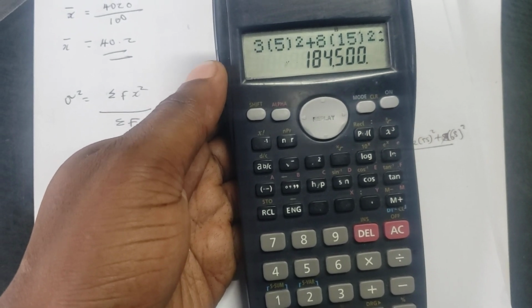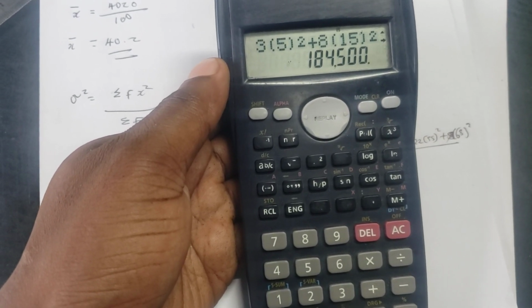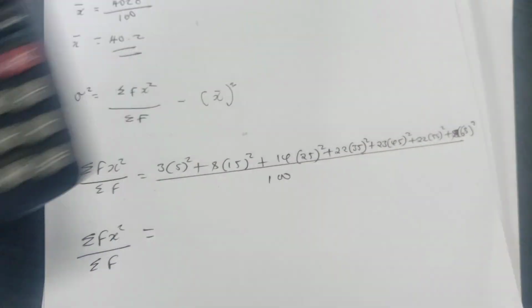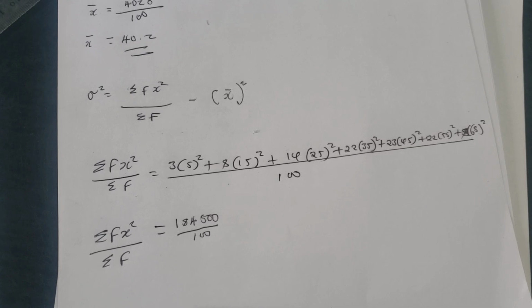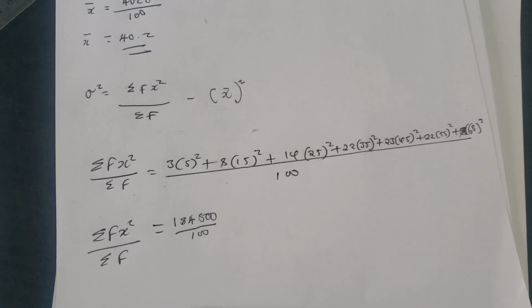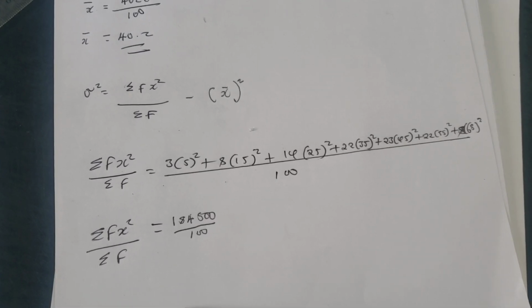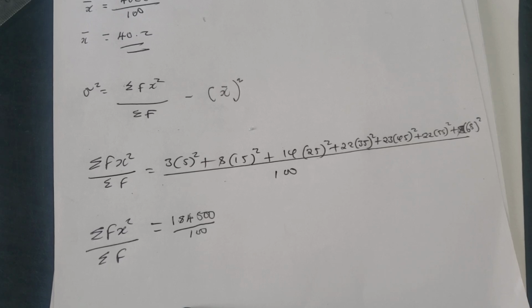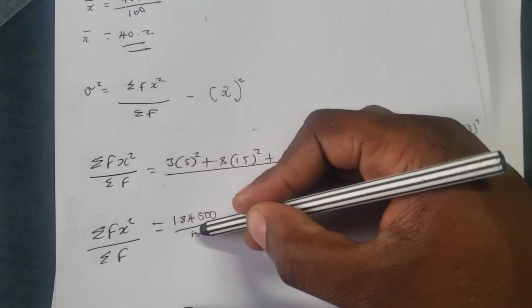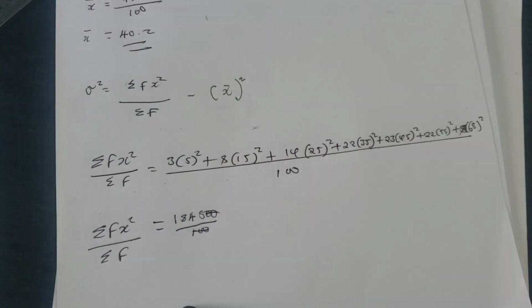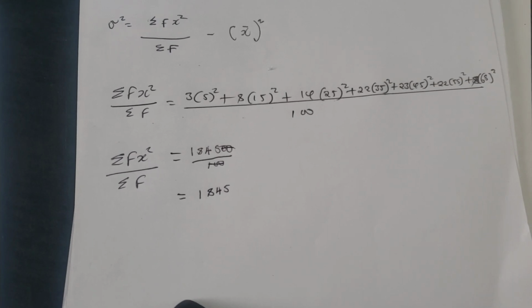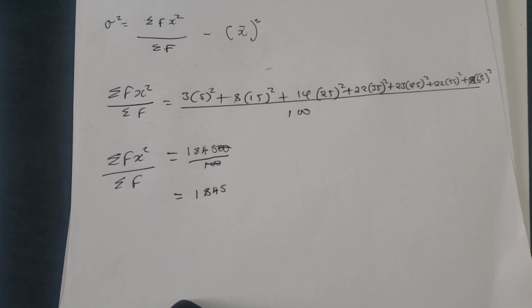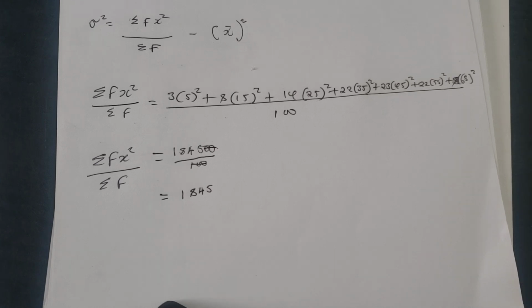So it's 184,500. 184,500 over 100. So now, if we divide by that, we say 100 there, 100 there. What we are going to remain with is 1,845. That's what we're going to have.